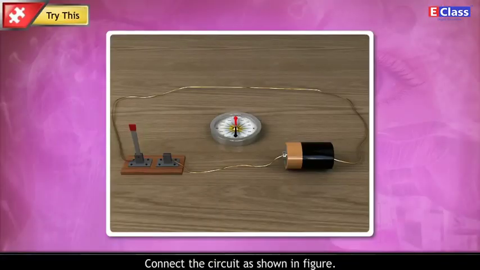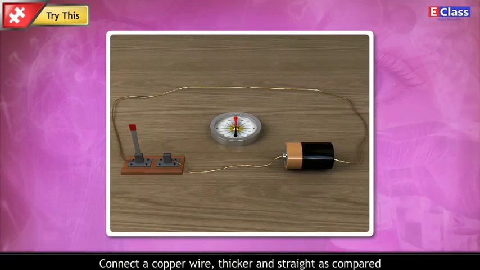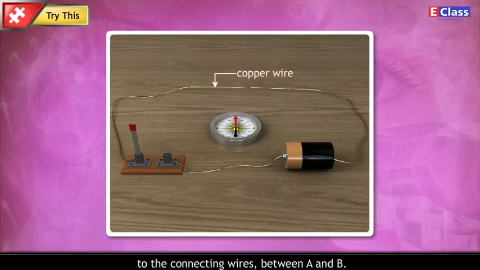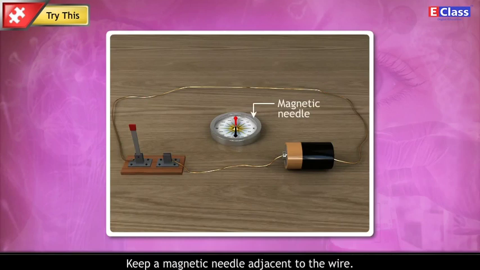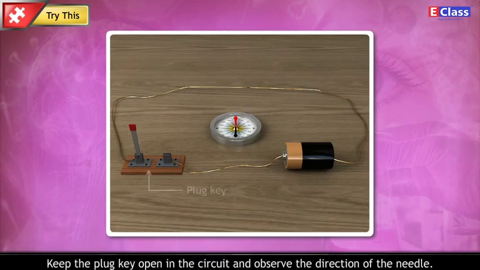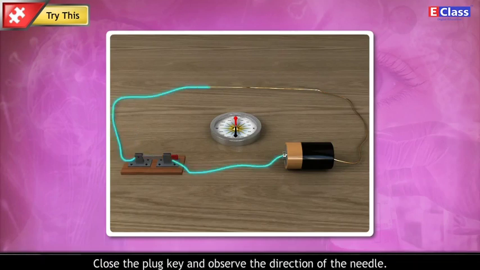Try this. Connect the circuit as shown in the figure. Connect a copper wire, thicker and straight compared to the connecting wires, between A and B. Keep a magnetic needle adjacent to the wire. Keep the plug key open in the circuit and observe the direction of the needle. Close the plug key and observe the direction of the needle.